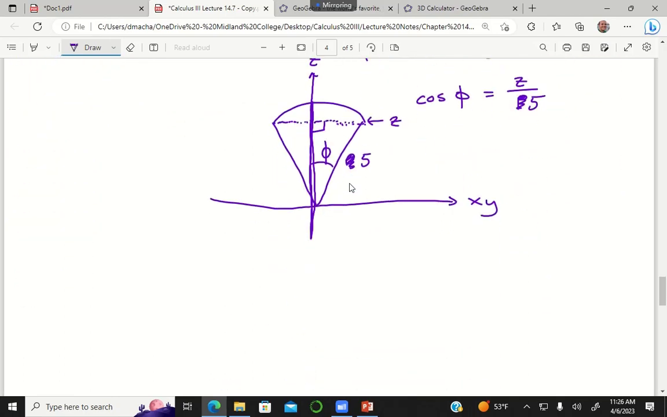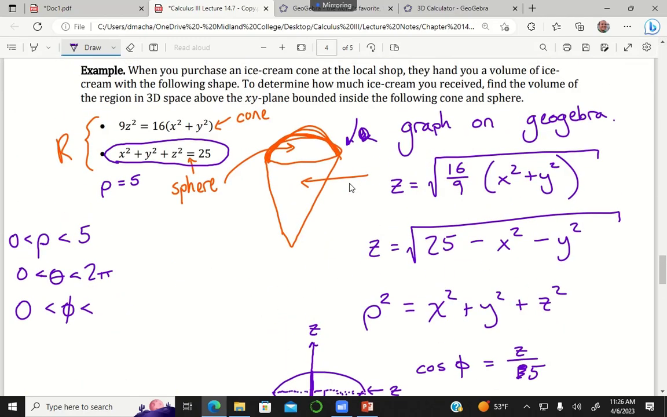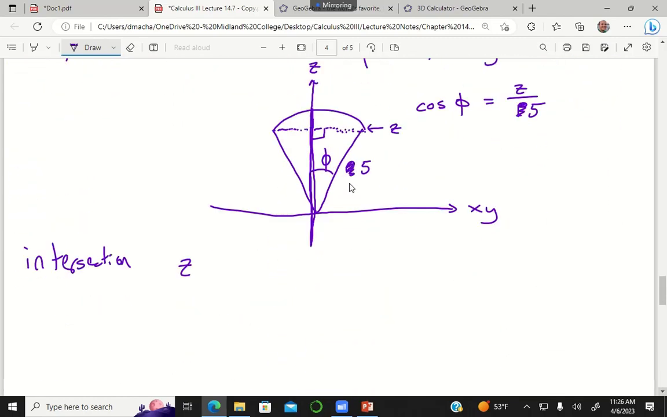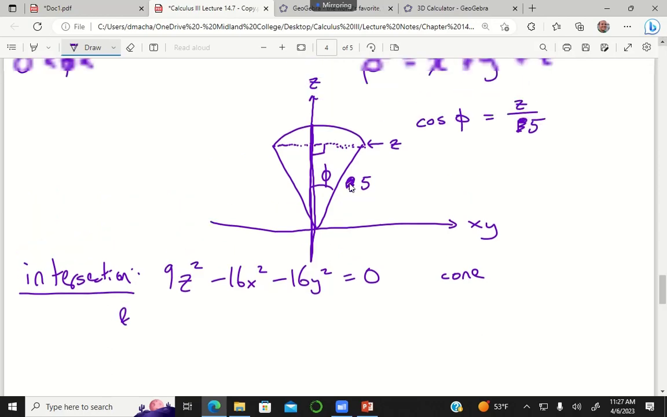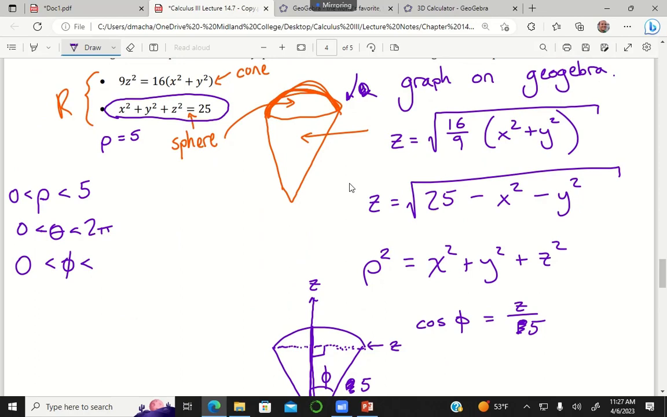So our strategy would be to find the intersection of the cone, which is 9z squared minus 16x squared minus 16y squared equals 0. That's my cone. And my sphere, which is x squared plus y squared plus z squared equals 25.